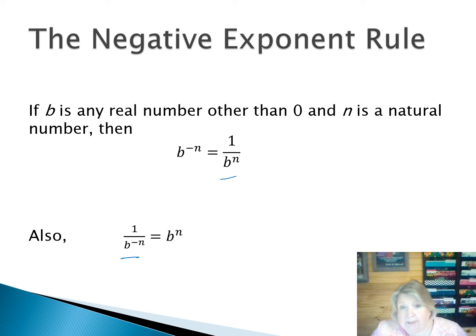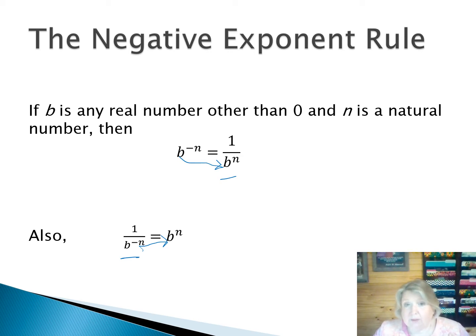Now, b to the negative n. You've got a base raised to a negative power. Notice that in the answer, the b moves from the numerator into the denominator, and the power becomes positive. It's the same numerical power, but it becomes positive instead of negative. And if the b you started out with the negative exponent was in the denominator, it moved to the numerator, and the exponent became positive.